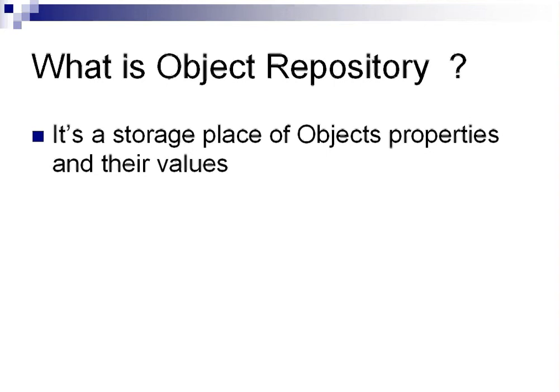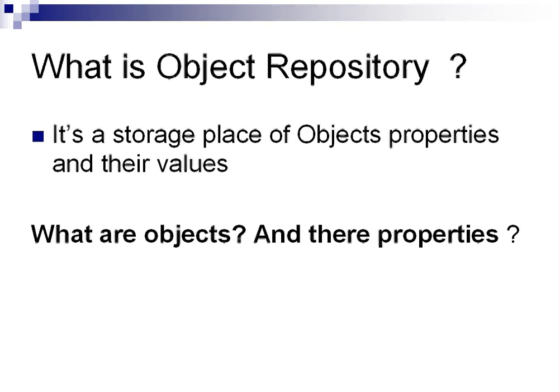Again, one more question. What are these properties? What are these objects first of all? So let's go on to the objects. Let's be very clear about this. What are the objects and what are their properties? Clear? So first question, what are the objects? Let's have a look at this.